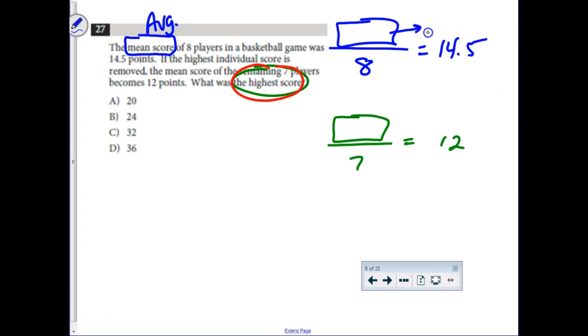How many points did they score when they were together as a team? 116. Cool. And then do the same sort of thing here. 12 times 7 is 84. So then the difference would be how much that highest scoring kid made. So 116 minus 84 is 32. The answer is 32.